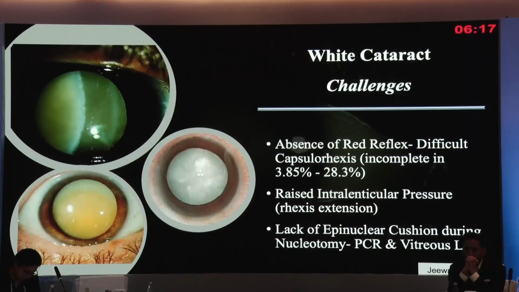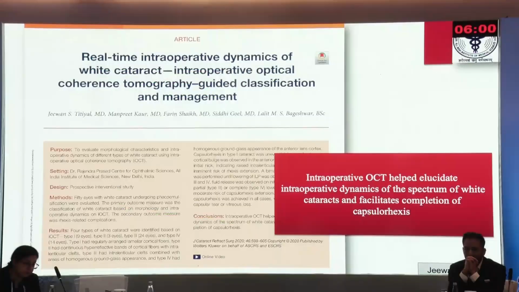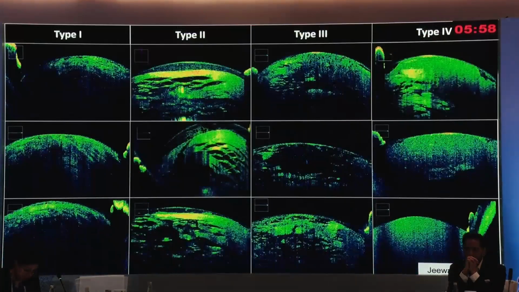Let's see white cataracts, which you all know are the challenging cases for all of us. We don't know which type of white cataract is going to give which type of problem. Mainly, there's an absence of red reflex, raised interlenticular pressure, and a lack of epinuclear cushion during your phaco also. So this is what we picturized in a series of white cataracts with the help of Dr. Manpreet. We divide them into 4 types of white cataract.